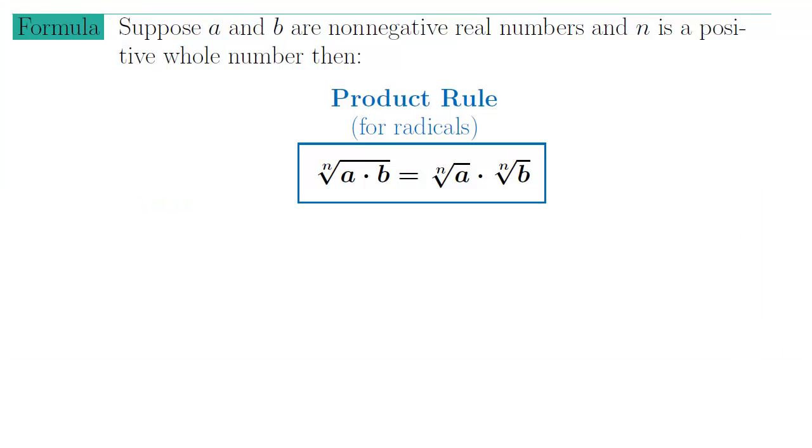As you noticed in the last example, we really need a rule that talks about how multiplication interacts with radicals if we want to simplify radicals successfully. The rule that tells you how multiplication interacts with radicals is the product rule for radicals. What it says is if you have the nth root of a product, you can distribute the nth root to each factor in that product. So the nth root of a times b becomes the nth root of a times the nth root of b.